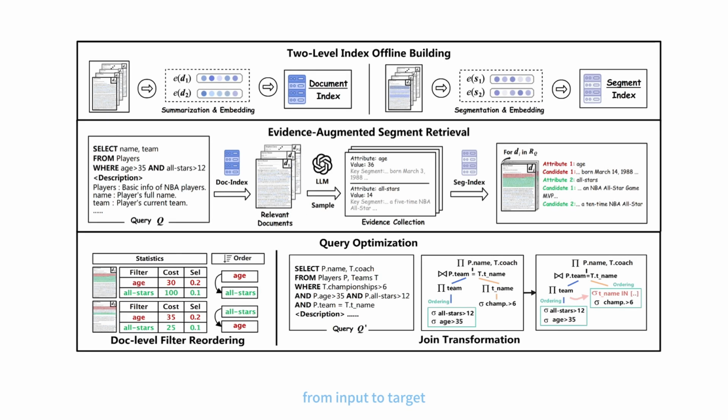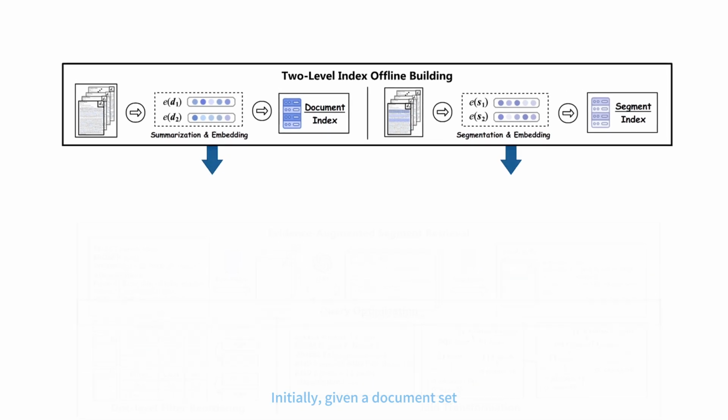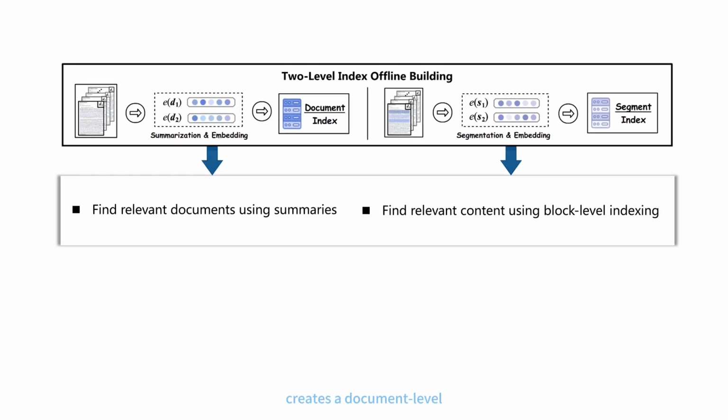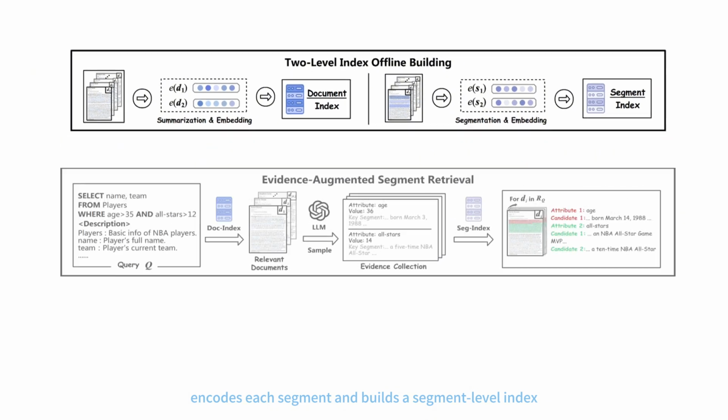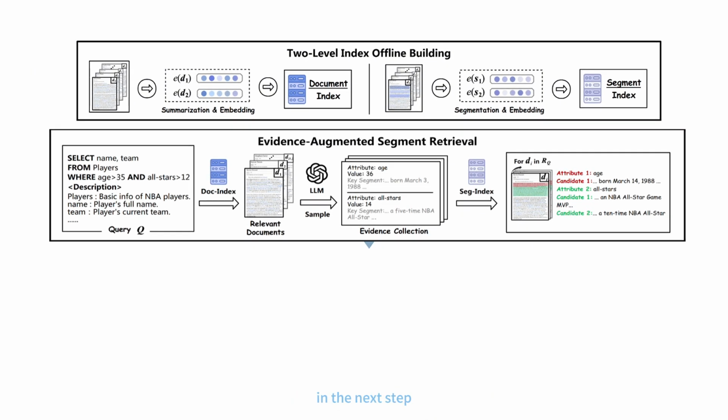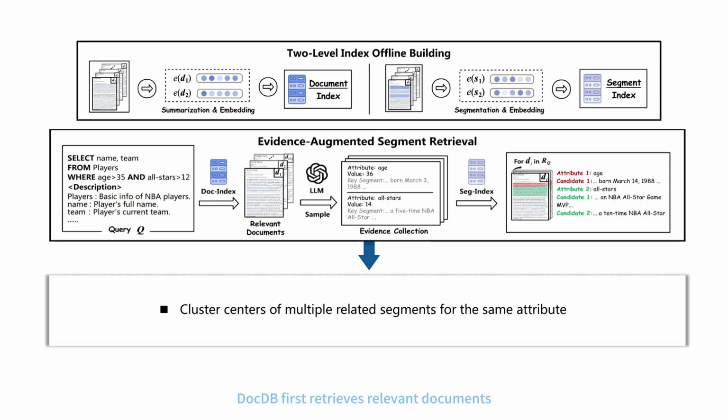From input to target, three key components need to be passed through. Initially, given a document set, DocDB first creates a document-level index by extracting key sentences, encoding them into embeddings, and indexing them. It then segments the document, encodes each segment, and builds a segment-level index. In the next step, given a query, DocDB first retrieves relevant documents using the document-level index. Subsequently, DocDB identifies relevant segments via the evidence collected by the LLMs and the segment-level index.